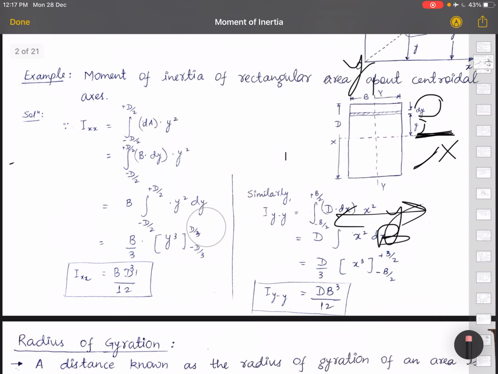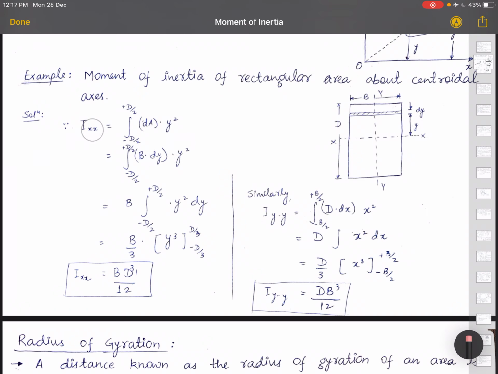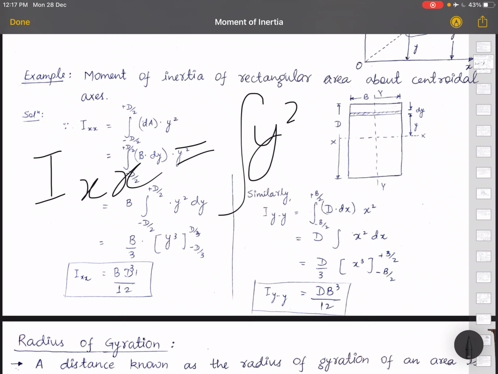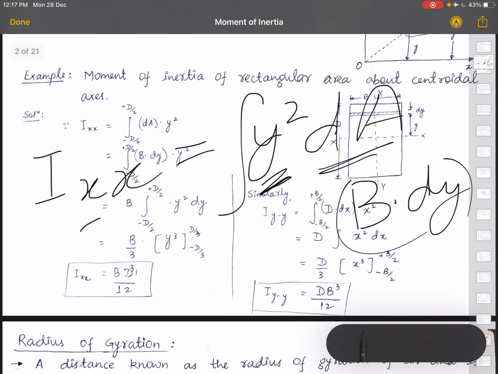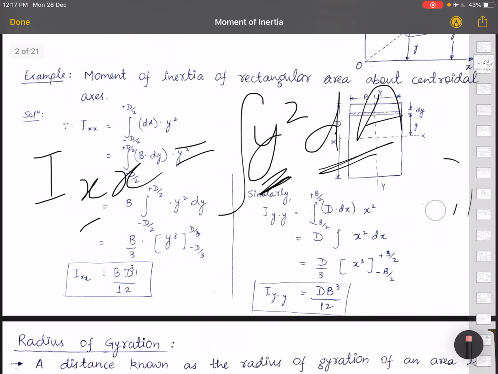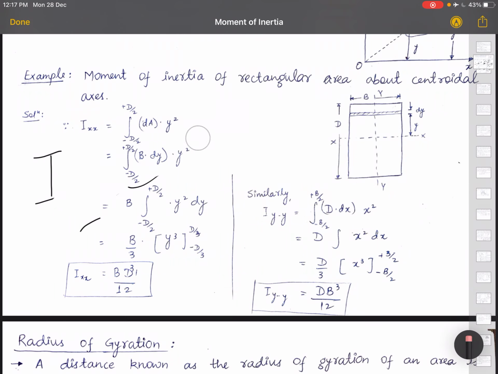So what is the basic fundamental formula for this? If we want to write I axis, this means y square dA. Now you will ask, sir, this is x and this is y, because the distance from x axis is nothing but the y coordinate. That's why we are taking y square. So dA is what? b into dy, the strip area, and y square, just we have to put the values and put the limits. Limits are from minus d by 2 to plus d by 2.